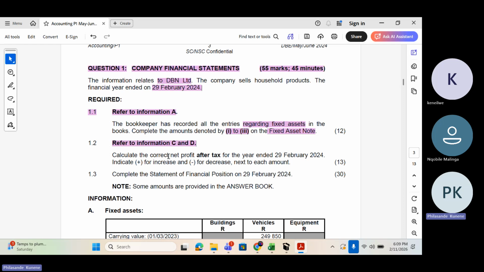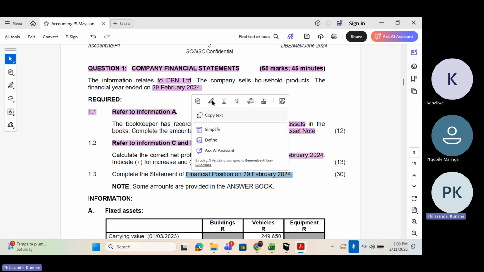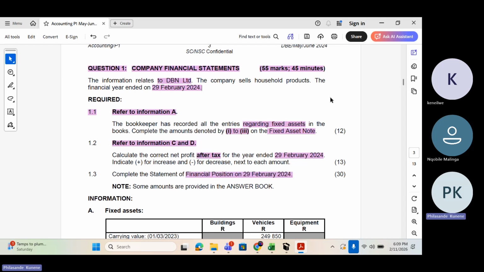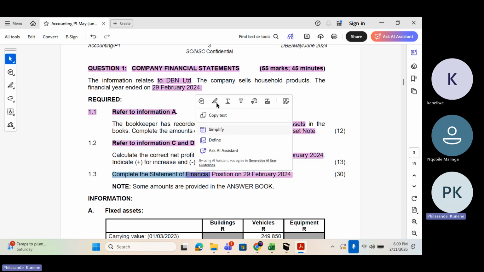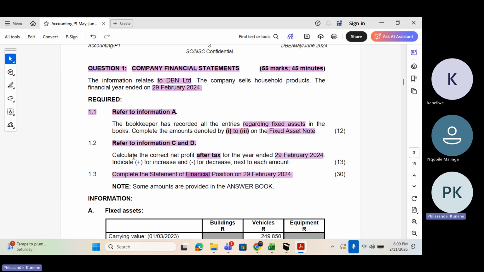They're saying here, calculate the correct net profit after tax for the year ended 29 February 2024. Indicate plus for increase or minus for decrease next to each amount. And then they're saying complete the statement of financial position on 29 February 2024. Okay, so this is what I'm more interested in, which is the statement of financial position or the balance sheet. That's what we're going to do.